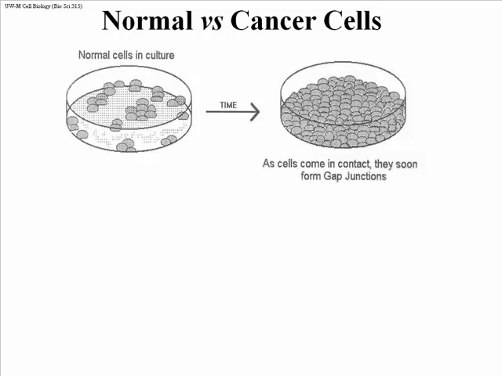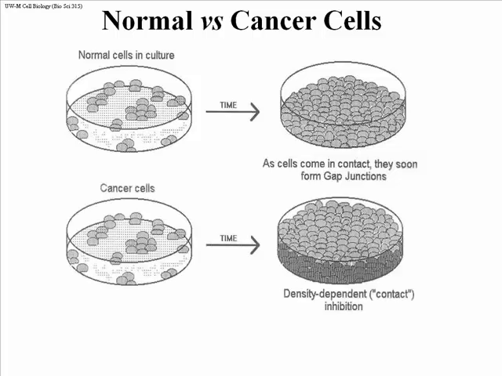Finally, normal versus cancer cells. Remember that normal cells, when placed in culture, will grow to form a confluent single layer of cells, and then they stop growing. They stop growing because when they come in contact, they actually form gap junctions that communicate with one another. And one of the communications is stop dividing, and that's why cells form this sort of flat one-cell layer if they are normal.